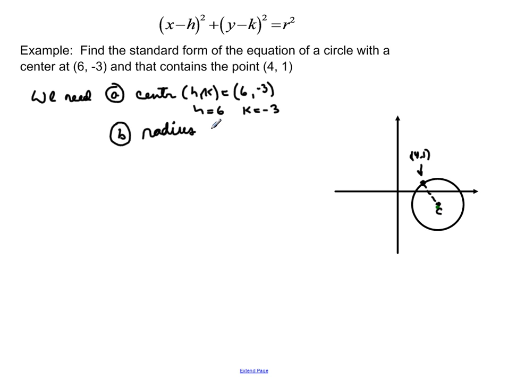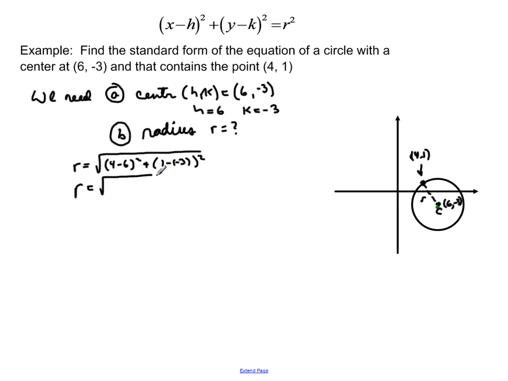Well, what is this radius, r? This is where we need to do a little bit of extra work. That radius is actually the distance between our two points: (6, -3) for the center of the circle and (4, 1) for the edge of the circle. So we need to use our distance formula. r, the radius, would equal the square root of the difference in our x values, so 4 minus 6 squared, plus the difference in our y values, which is 1 minus -3, quantity squared.